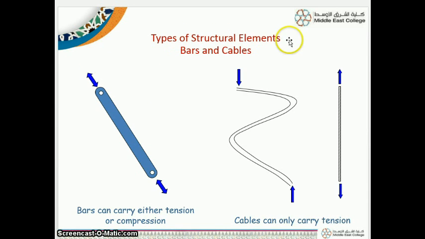So types of structural elements: bars and cables. Bars can carry either tension or compression. Generally these are used in steel structures. This can take compression as well as tension. Cables, generally we will see in electric towers and telephone towers. There we use cables. Cables can carry only tension.